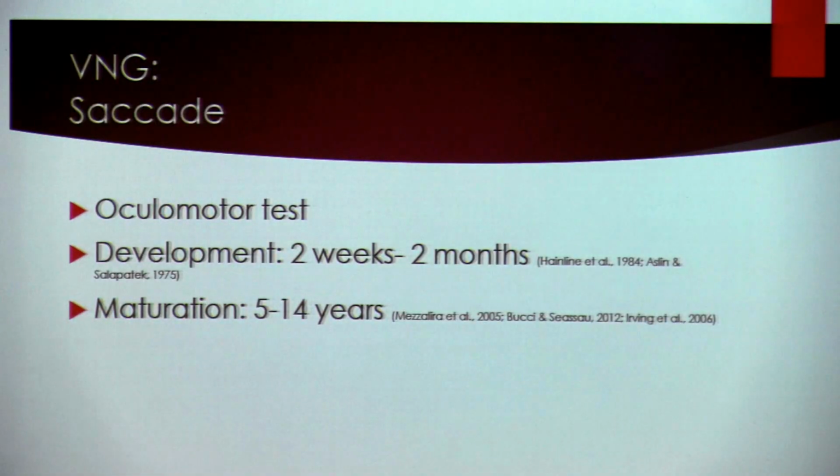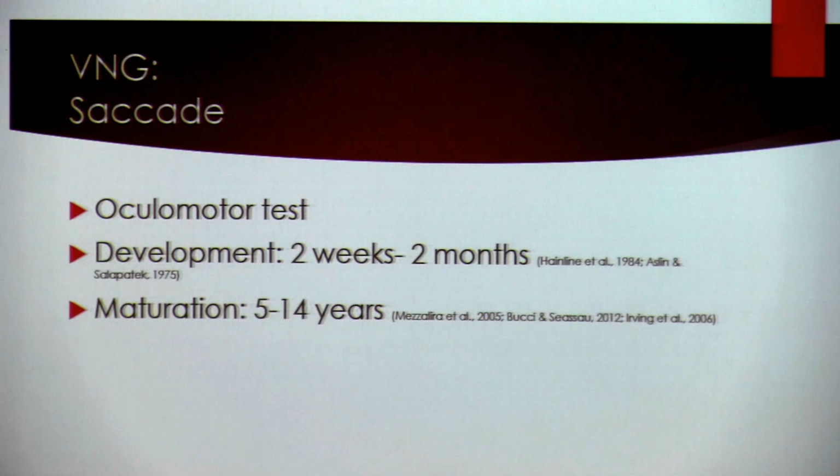So the first of the ocular motor tests is a saccade. And a saccade is a quick eye movement without moving your head to keep a target on the fovea. So it could be just looking at your fingers back and forth, or watching the smiley face move across the screen.